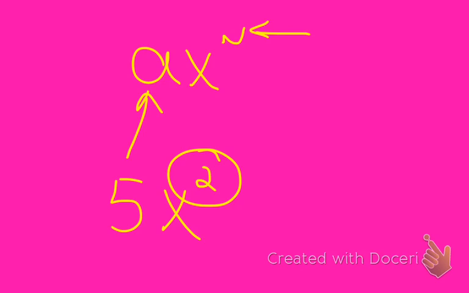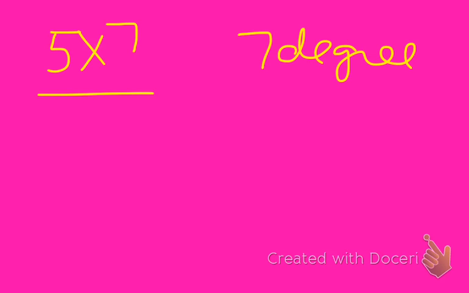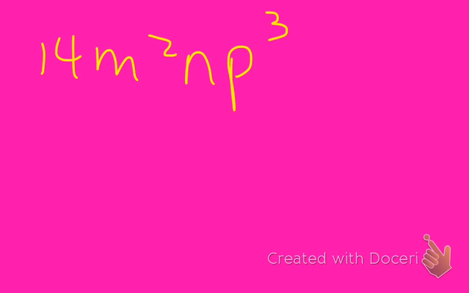All right. So some of the questions they're going to ask you is they want this 5x to the 7th. What degree is that? Yes, 7th degree, right? And 2xy to the 2nd. What degree is that one? 2nd degree. No, careful. 3rd degree. Yes, 3rd degree. Let's do 14m to the 2nd, np to the 3rd. 1, 2, 3, 6. Very good. 6th degree.